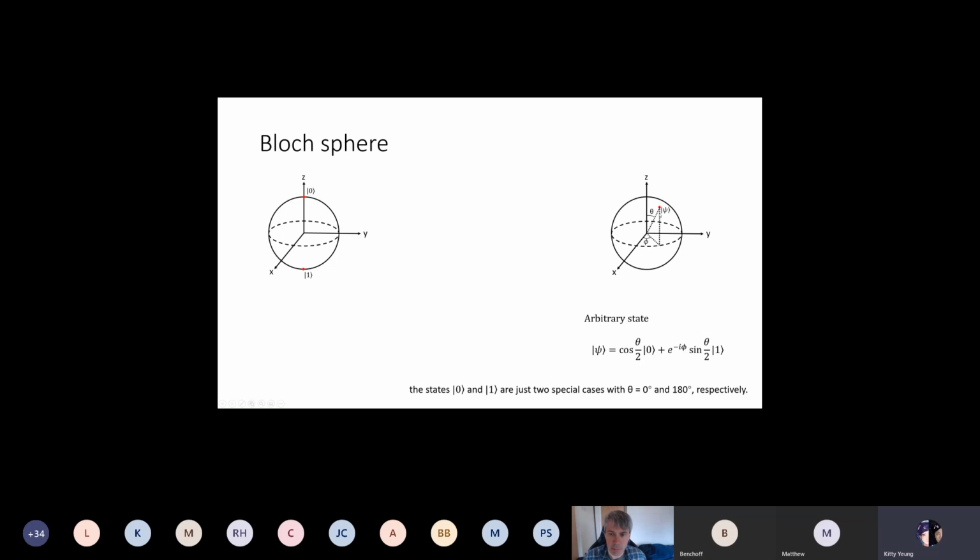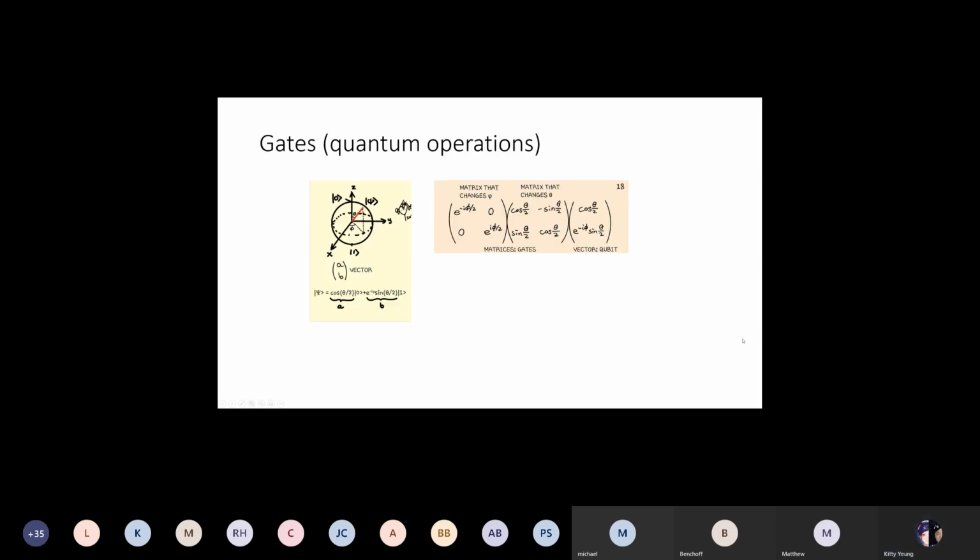So an arbitrary state is the same equation I showed earlier. You can represent it with any theta and phi. So 0 and 1 are just two special cases. When theta is 0, you have the state all the way up here, and when theta equals 180 degrees, it goes down here and is 1.